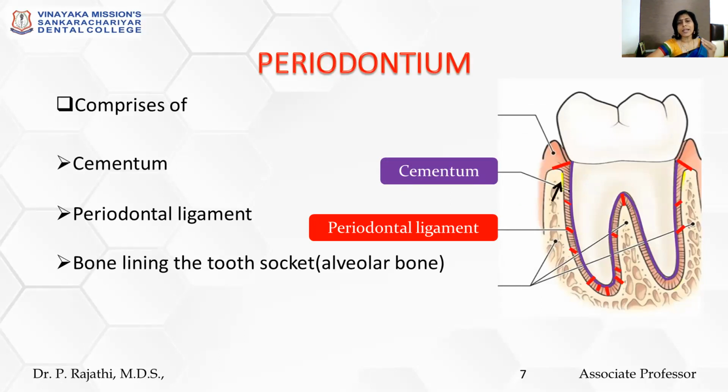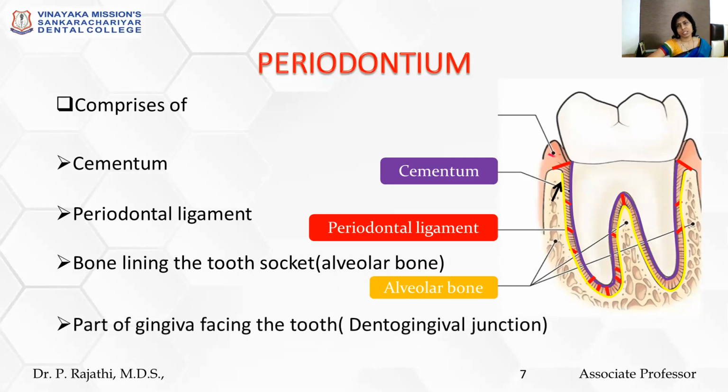Third is bone lining the tooth socket. So outside the tooth, it is alveolar bone, right? So the bone lining the tooth socket, that is the alveolar bone proper, comprises a part of the periodontium. Fourth one is the part of gingiva facing the tooth. That is nothing but the dento-gingival junction.